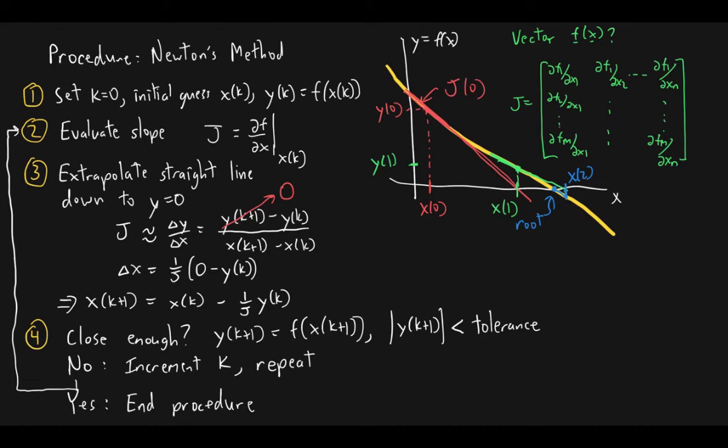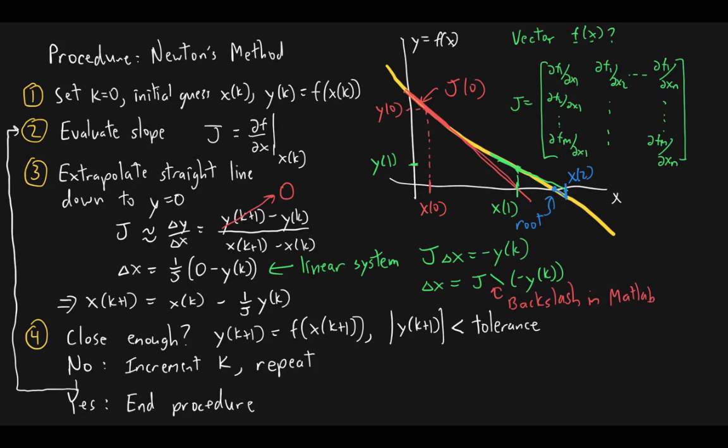Given a matrix for J, solving for delta x is now a matter of solving a linear system. J delta x is equal to minus y of k, and one way to solve that in MATLAB is delta x equals j backslash negative y. The backslash is MATLAB's procedure for solving a linear system. It's more or less equivalent to just taking the inverse of j, although computationally it's generally considered superior to use a linear solve procedure rather than explicitly evaluating the matrix inverse.